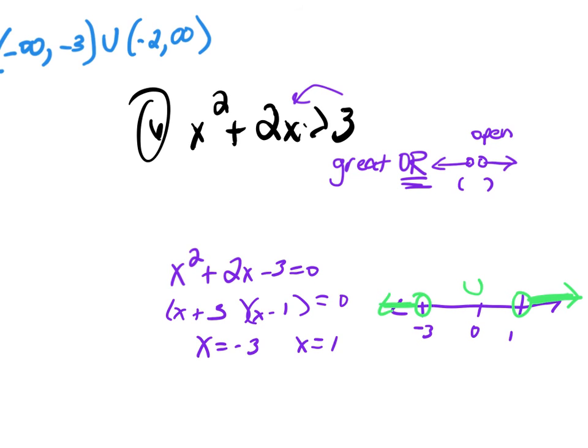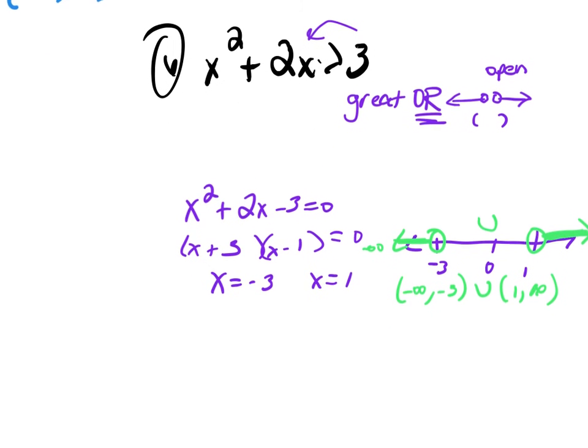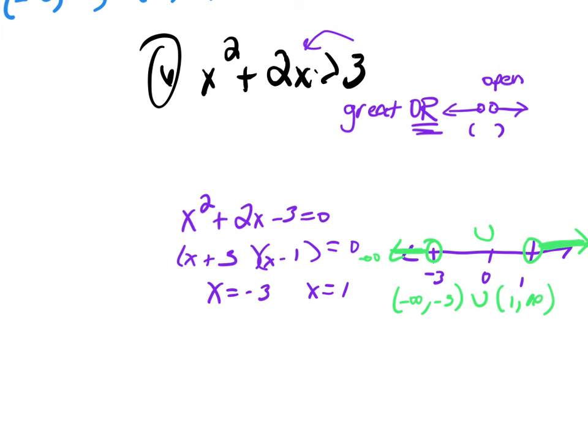Remember, where the gap is, your union. So we start over here at negative infinity. I'm at negative infinity to negative 3, parenthesis, union, 1 to infinity, in all parentheses because there's no greater than or equal to. So now to check, just to make sure we're okay, I'm going to plug in 0. 0 should not work. It's not in the area of the shaded region.